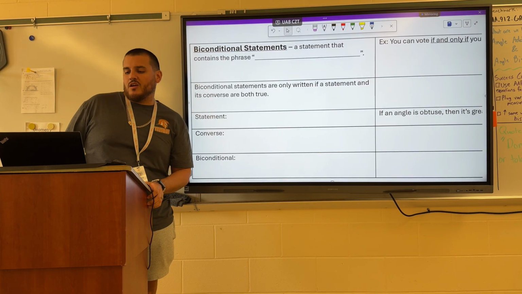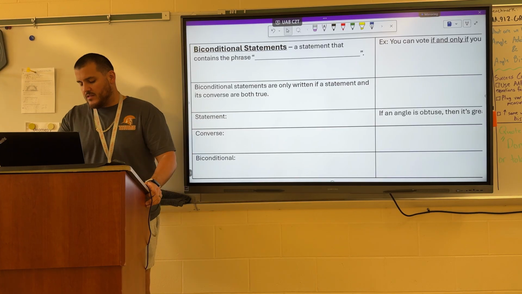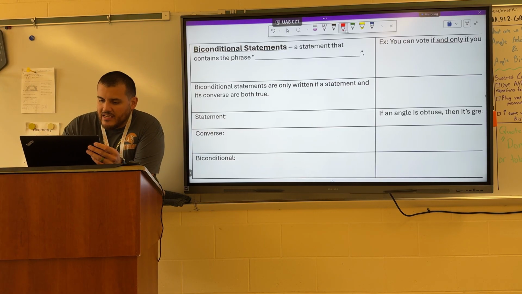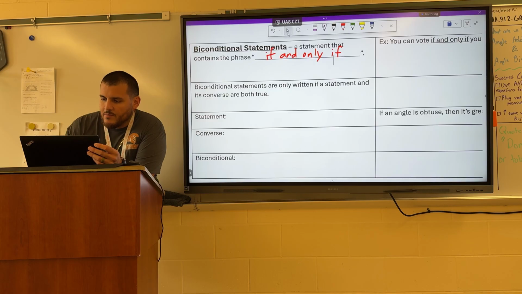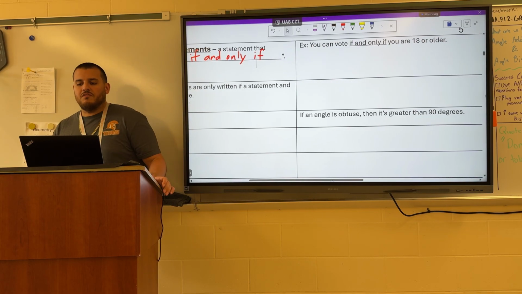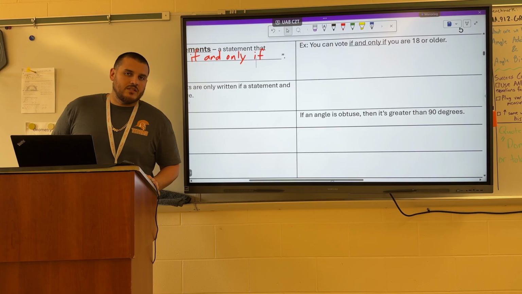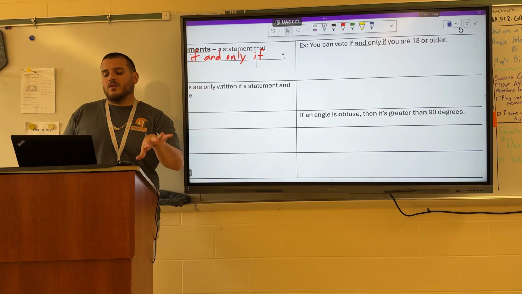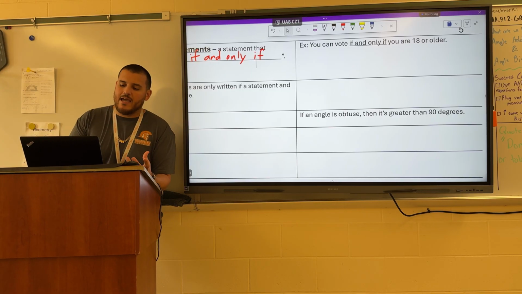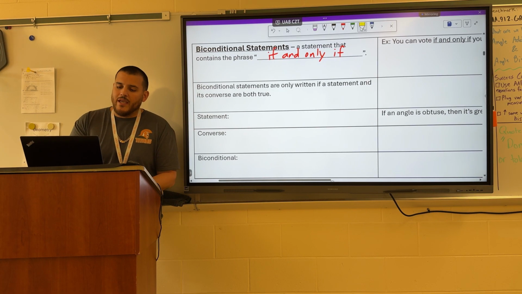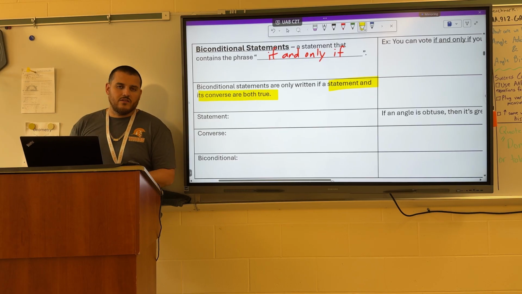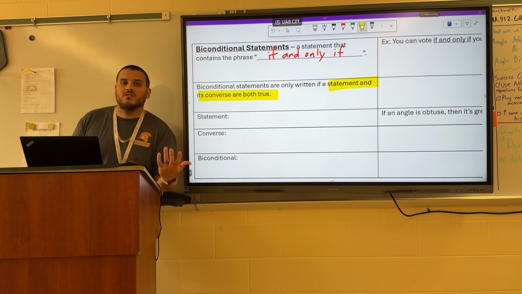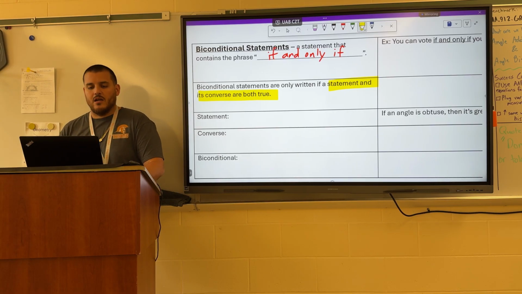This brings us to a new term, which is biconditional statements, which is just a statement that contains the phrase if and only if. As an example here to the right, you can vote if and only if you're 18 or older. All right, so it's not if-then form anymore. It's an if and only if thrown in the middle of the statement. This can only happen, as stated here, when a statement and its converse are both true. Like, remember all of our postulates and theorems that we use in geometry.